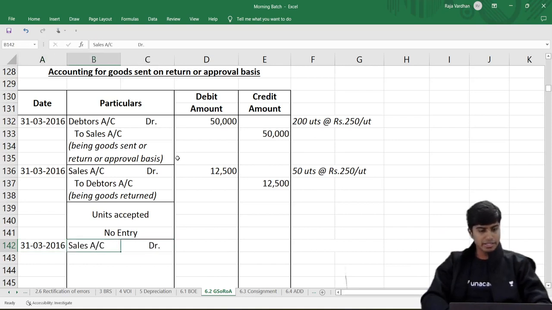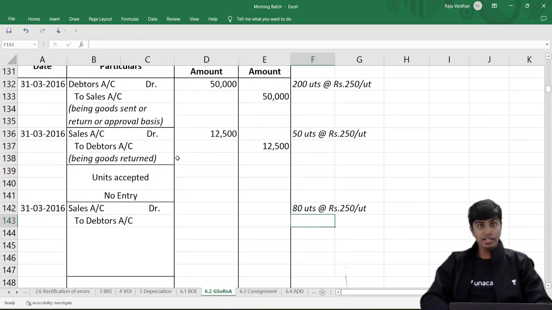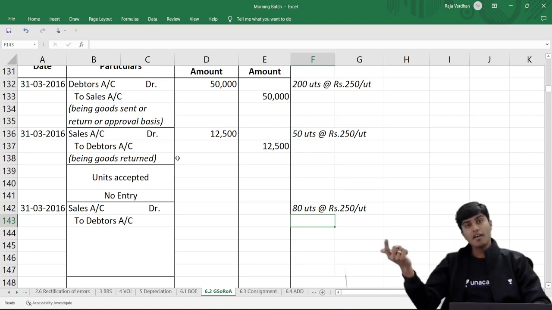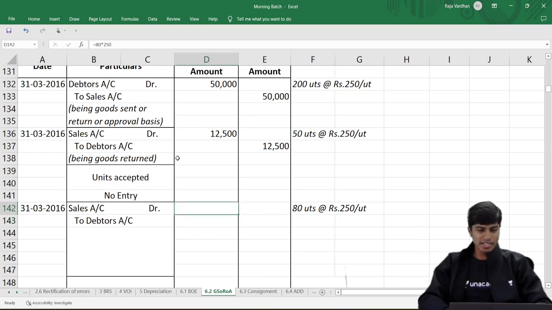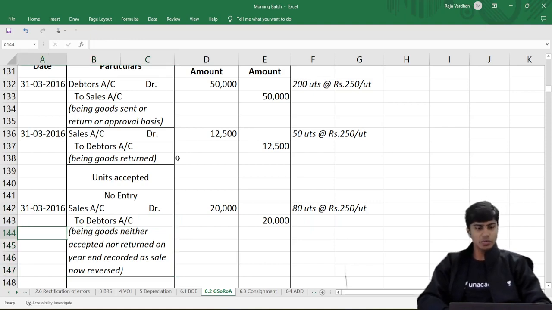Let me write sales account debit to debtors. This is the reversal of sales. I will write 80 units into 250 per unit. How did we get 80? 200 sent, 50 returned, 70 accepted. 200 minus 50, 150. 150 minus 70, 80. So 80 into 250, 20,000. 20,000 is goods neither accepted nor returned, previously recorded as sales, now reversed.